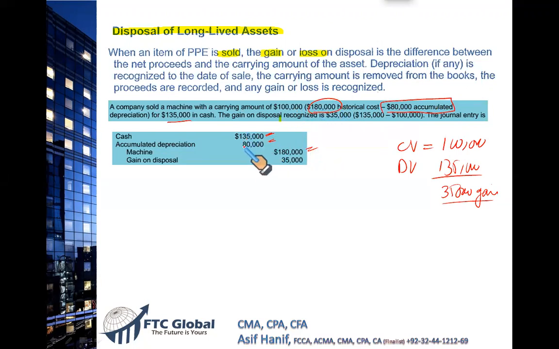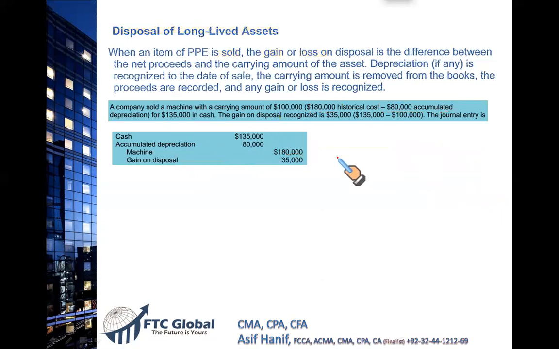If you look, the debit side is bigger. Credit side is shorter. 135 plus 80 less 180. Credit side is short by 35. So clearly, when the credit side is short, it is gain. $35,000 is the gain on disposal, to be reported as part of your income from continuing operations. Now let's twist things around.